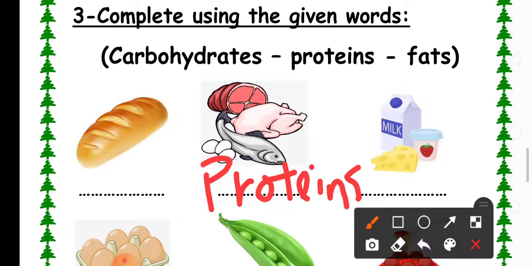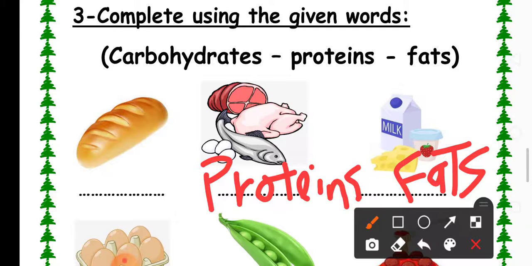After that, the milk, yes, milk, fats. So bread, pasta, cereal, all of these are carbohydrates. After that, eggs, chicken, meat, all of these are proteins. After that, the fats like nuts, milk, cheese, butter, all of these.